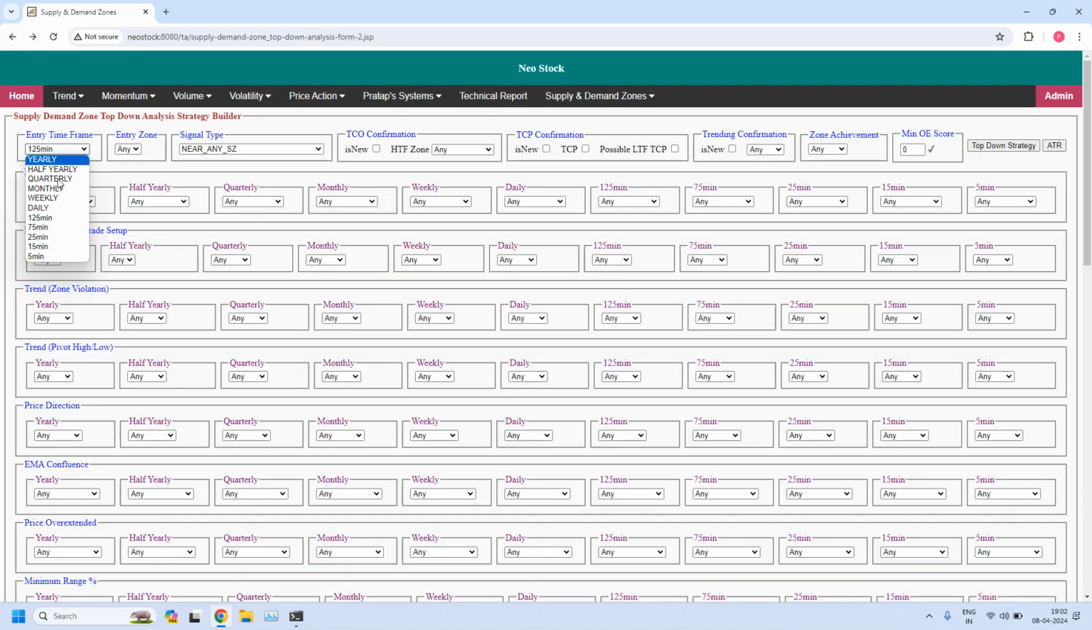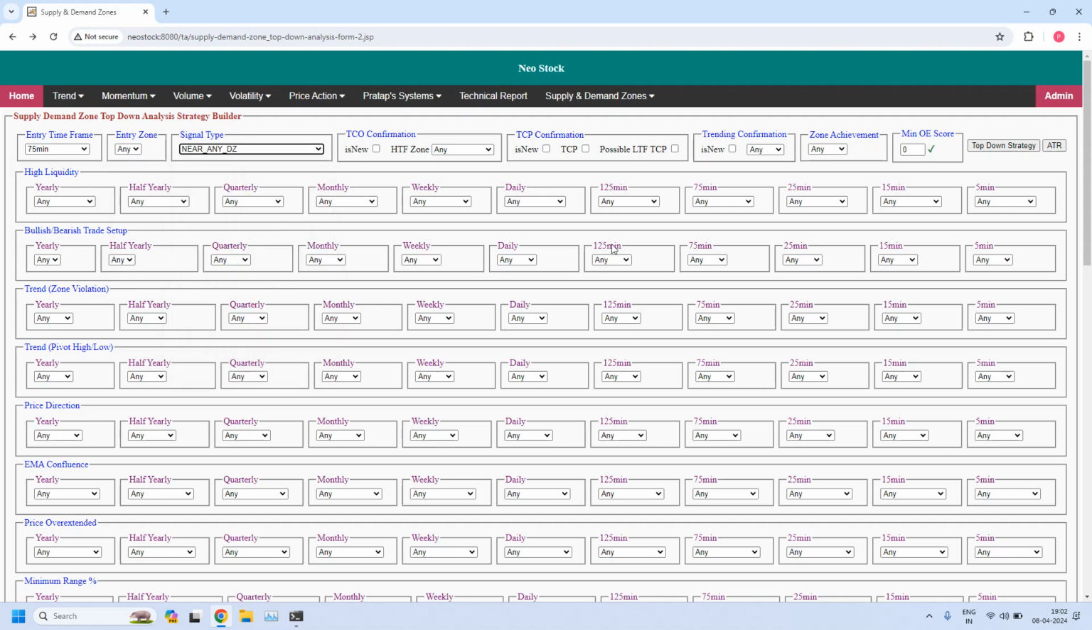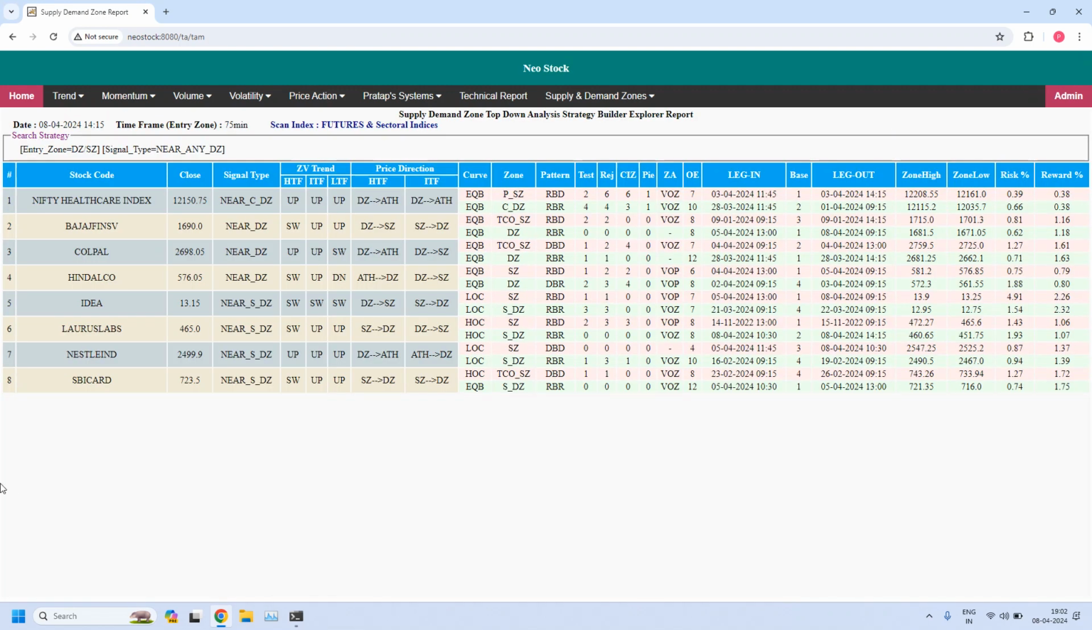Okay. So let me go back. Changing the time frame to 75 minutes. Entry time frame is 75 minutes. Let us find the stocks near 75 minutes demand zone. So 8 stocks are filtered. So from this list, we need to identify 75 minutes high liquidity demand zones. This is peers. The peers zones we don't trade. We will ignore.